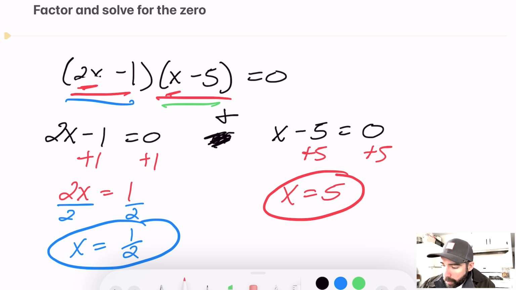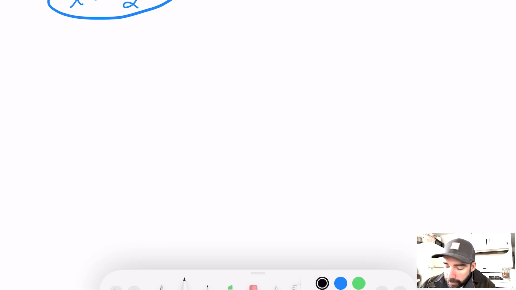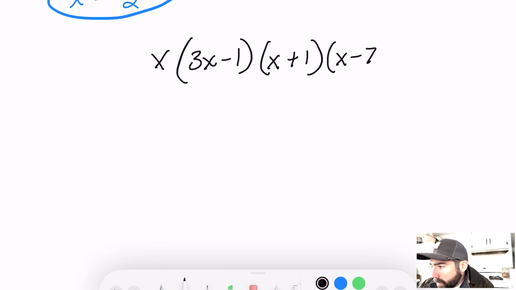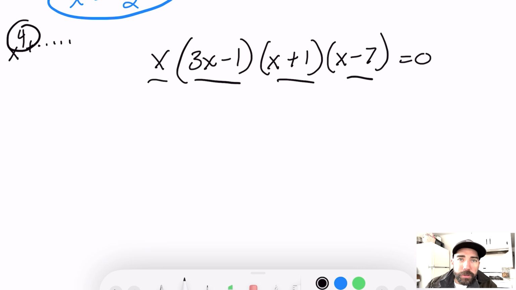Let's do another one. Slightly more challenging, but don't panic. We have this as our factored equation: x(3x minus 1)(x plus 1)(x minus 7) is equal to 0. Guess how many answers we're going to have? 1, 2, 3, 4, because there are 4 x values in there. Also, if this equation were like x to the 4 plus blah blah blah, that's how many zeros you have. You're welcome.